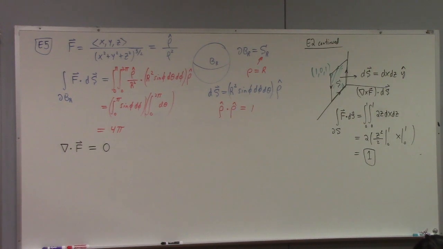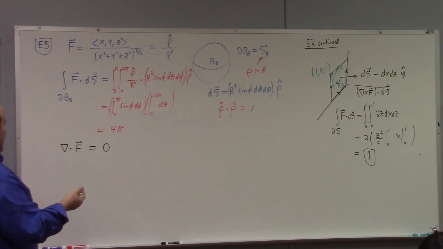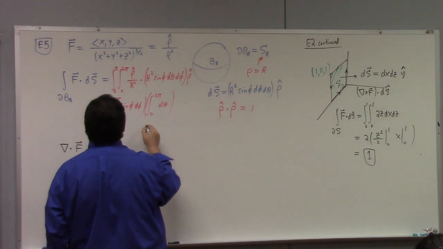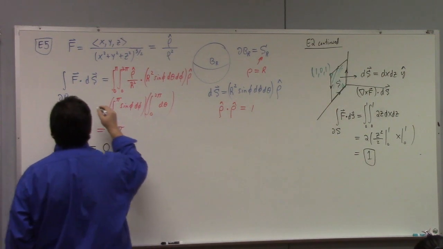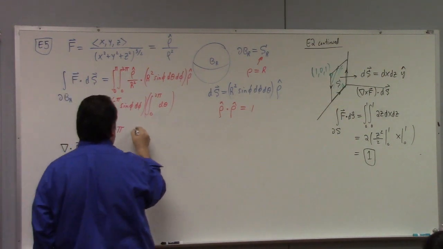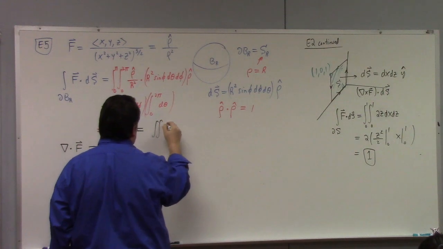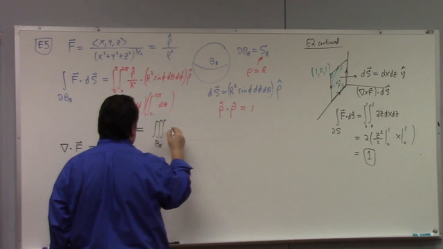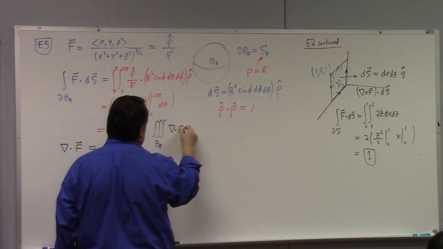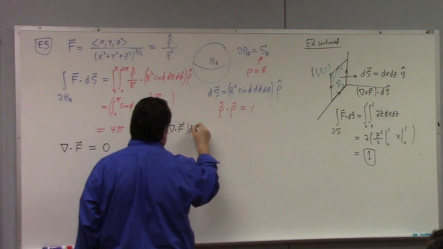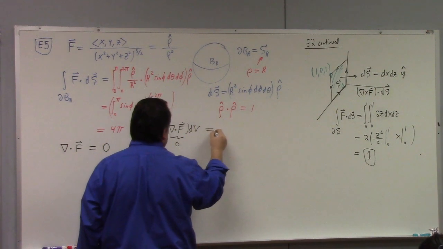So if I apply the divergence theorem, I think you see where I might be going with this. Well, the divergence theorem would tell me that this thing is actually equal to what? The triple integral over the ball of radius r of the divergence of f dV. But what's that equal to? Well, this is 0. So this is equal to 0.